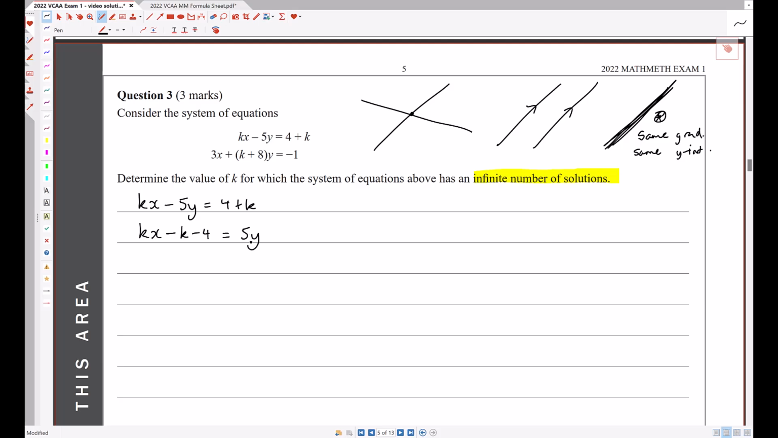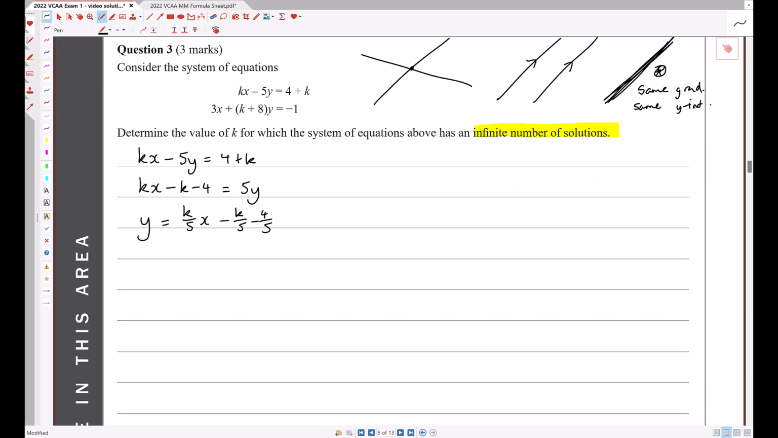And then I need to divide everything by 5, and I'm also just going to rewrite it on the other side. So we're going to have k on 5 times x, minus k on 5, minus 4 on 5. Now, I could have written that division by 5 in lots of different ways. I could have written the whole thing over 5, etc. But I do want to be able to identify the gradient, which is the coefficient of x, which is going to be that value, and the y-intercept, which is going to be that value. Let's rearrange the second equation, and then we can equate gradients and equate y-intercepts.